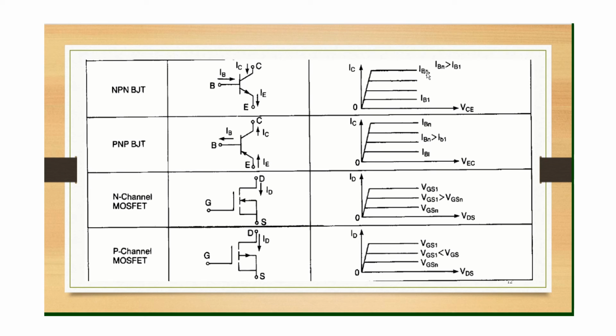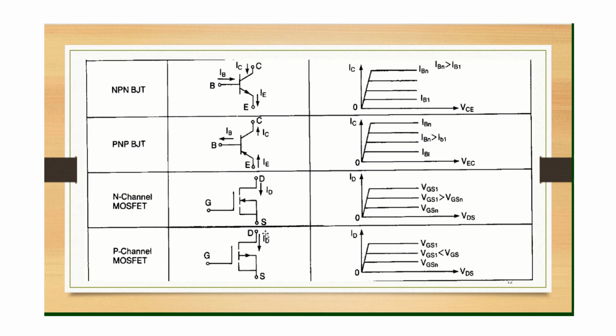I hope you're familiar. These responses are for different base currents, base constant current. These are the output characteristics. And PNP BJT. Yeah, these are the output characteristics, and the rest two are for MOSFET. Okay. So as we are discussing, we'll be understanding all these better.